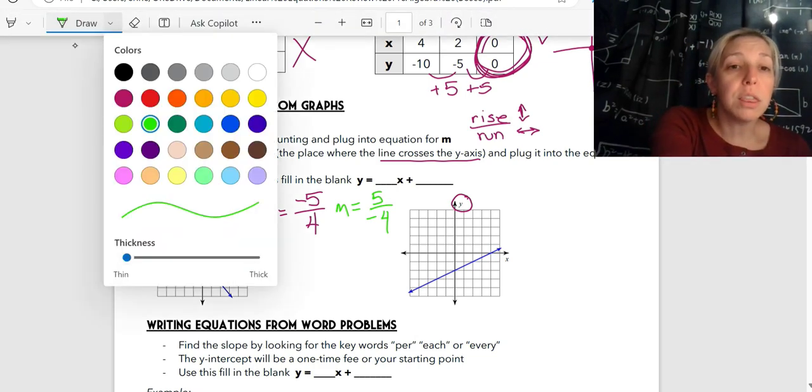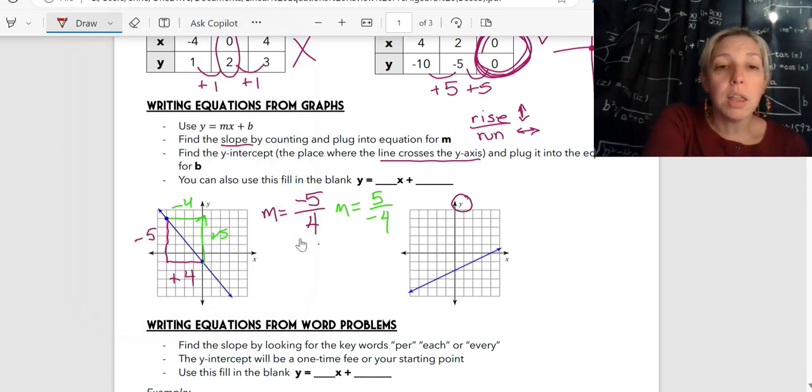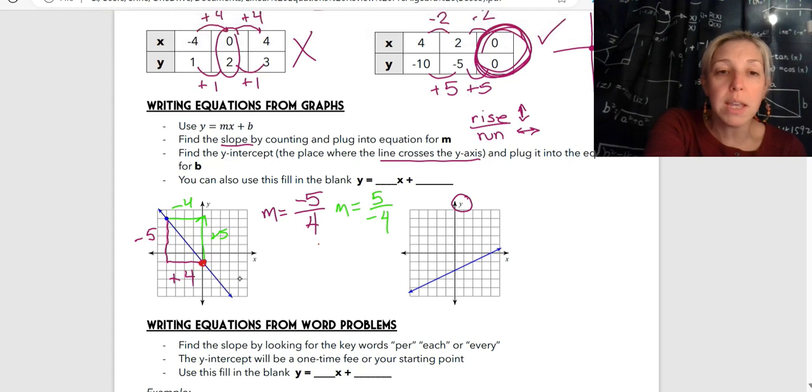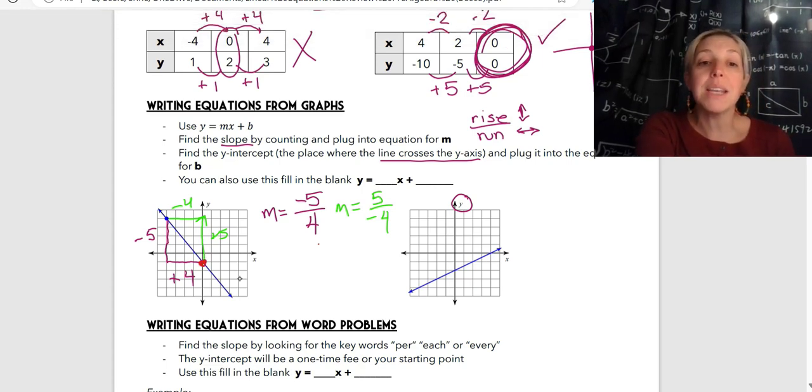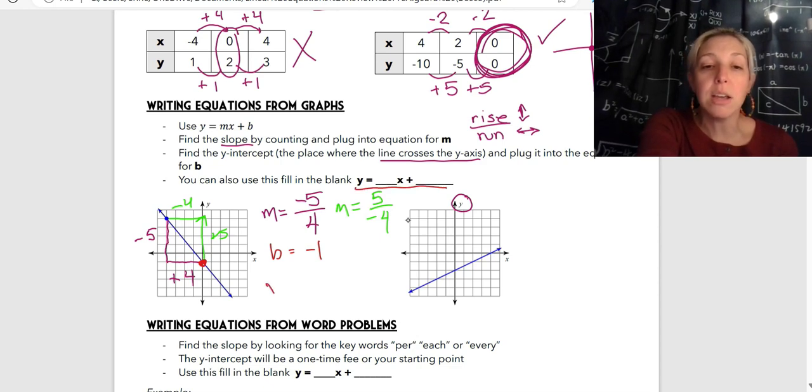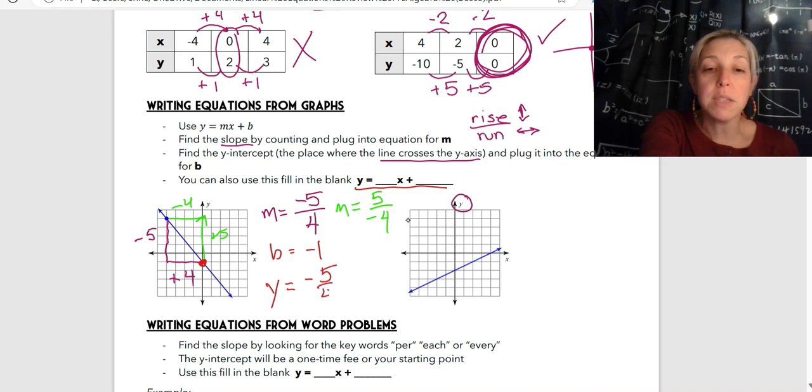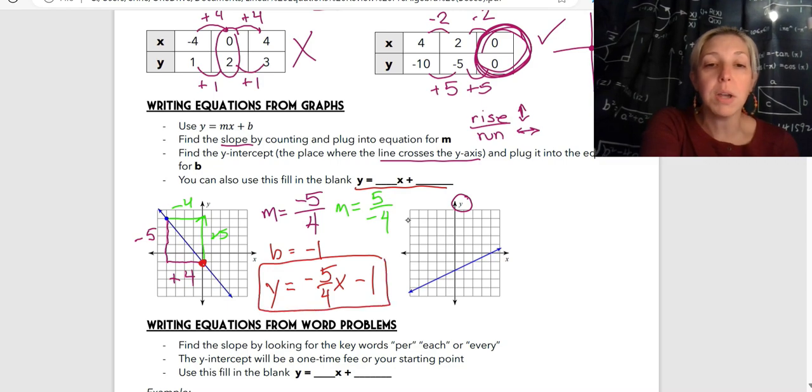Now I'm going to do a third color. Let's do red for the y-intercept. Again, we're looking for where it crosses the y-axis, which would be this point right here. And that point is (0, -1). So that means I'm going to use -1 for my y-intercept. So using this, fill in the blanks, the equation would be y equals -5/4 x minus 1. That is our equation.